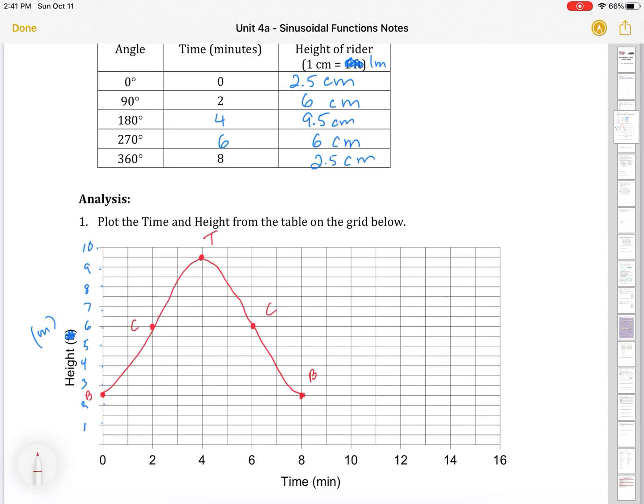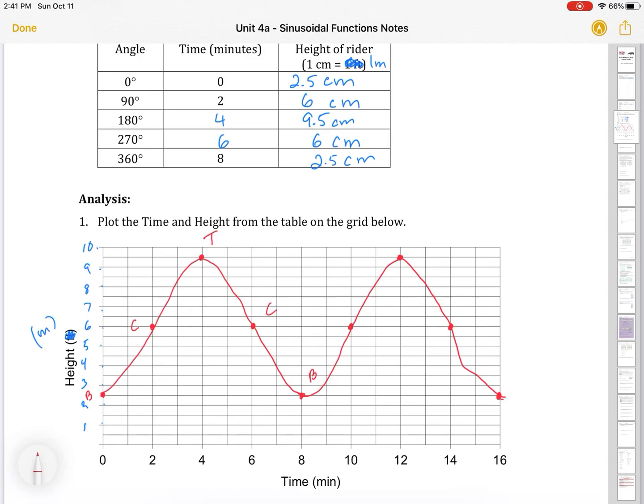And then we can kind of predict what would happen if we went on another rotation. Well, 2 minutes after that point, we would probably hit the center again. Then 4 minutes after that point, we would hit the top, which is at 9.5. Then another 2 more minutes, we would hit here. And then at 16 minutes, we would have the end of our ride. We'd be back at the bottom. So we can connect those.